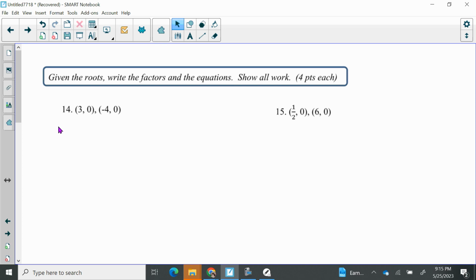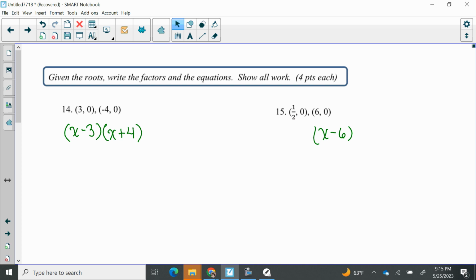Okay, so if these are the roots, what are the factors? So if I have a root of x of 3, I have a factor of x minus 3, and I have a factor of x plus 4. Okay, and if I have a zero of 6, I have x minus 6 is one of them. Now what about 1/2?